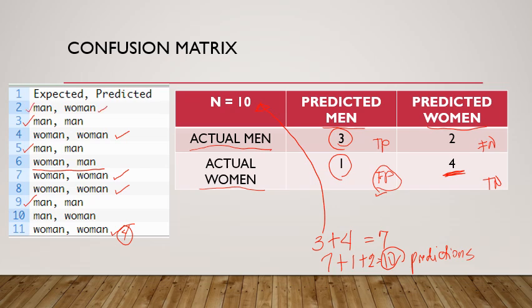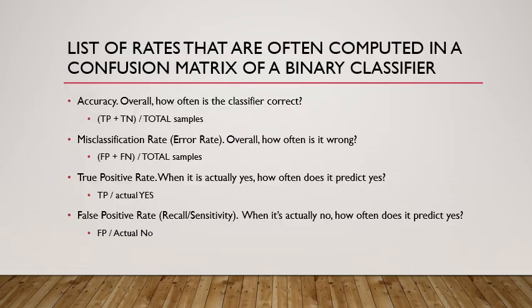So we have number 1. And we have here another one, expected as men, but they are predicted as women. So we have 1, this one, and 2. Therefore, we have false negative as 2. So that is how we are going to plot or create our confusion matrix.